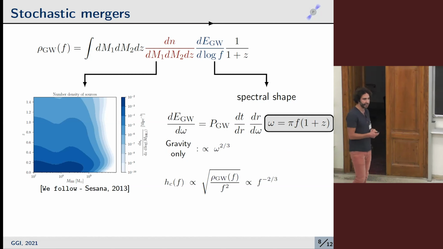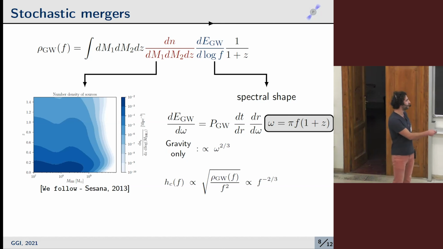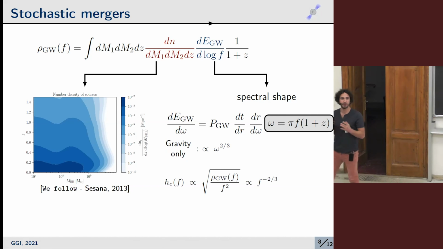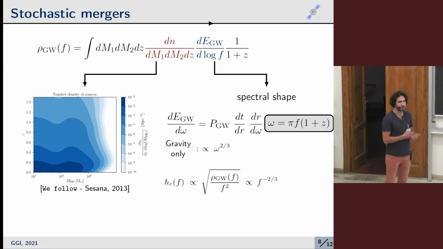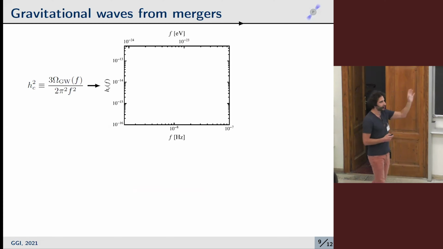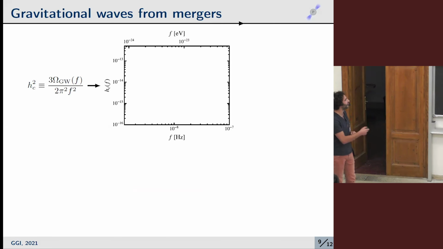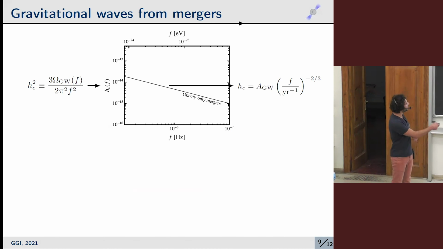And hence you can calculate the characteristic strain, which is proportional to the square root of rho GW over frequency squared. And you'll find that it scales like f to the minus 2/3. This is the big prediction for supermassive black hole mergers in gravity-only cases, and that's what we want to try to modify. So let's stare at this curve now. Here I'm plotting the characteristic strain h_c as a function of frequency f in the 10 to the minus 9 to 10 to the minus 7 range that PTAs can address. And the gravity-only mergers line is this minus 2/3 curve that I'm showing you in the center of this plot.